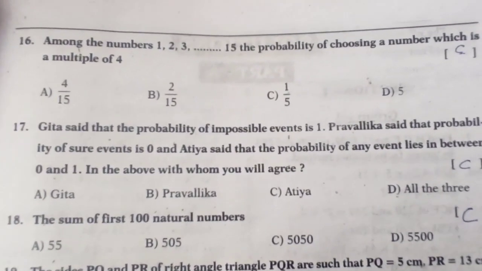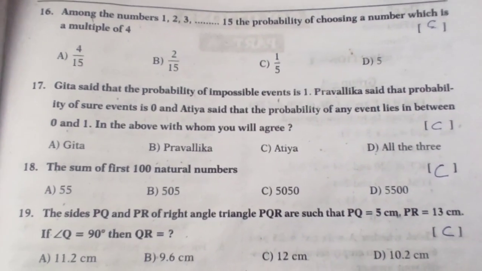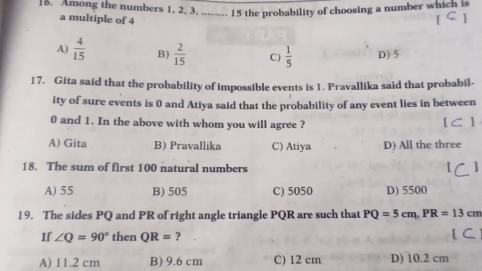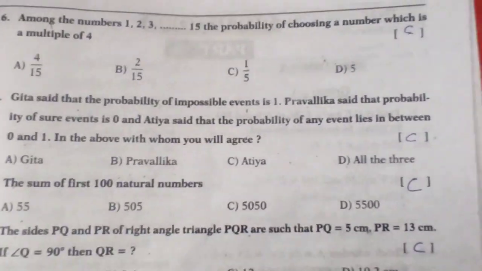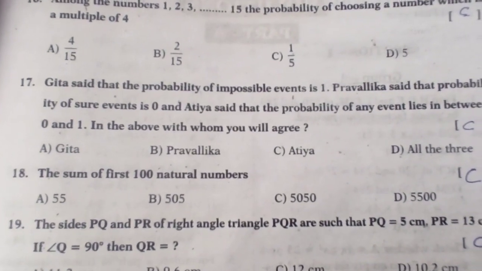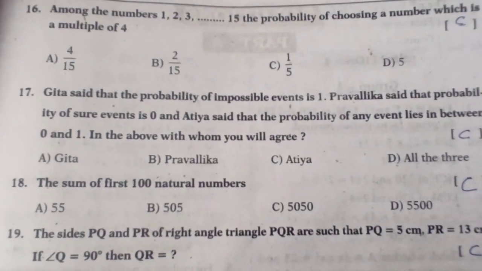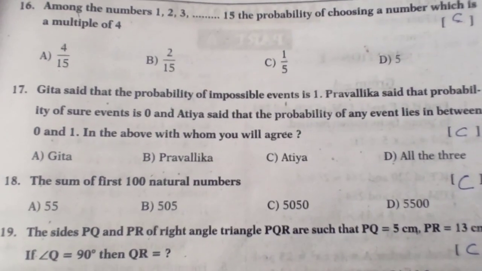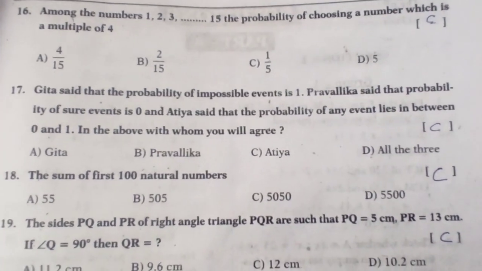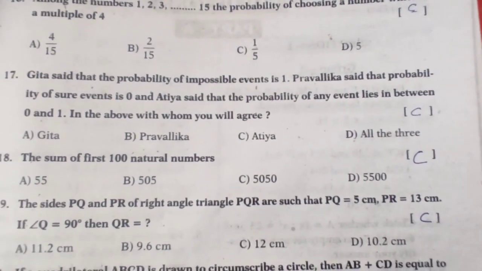C is the answer. 17th question. Geeta said the probability of an impossible event is 1. No, this is wrong. The probability of an impossible event is 0. Pravalika said that the probability of a sure event is 0. No, the probability of a sure event is 1. Athiya said that the probability of any event lies between 0 and 1. Yes. In the above, with whom will you agree? Geeta, Pravalika, Athiya, all the above, all the 3.